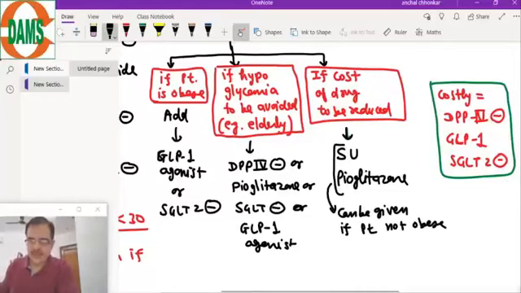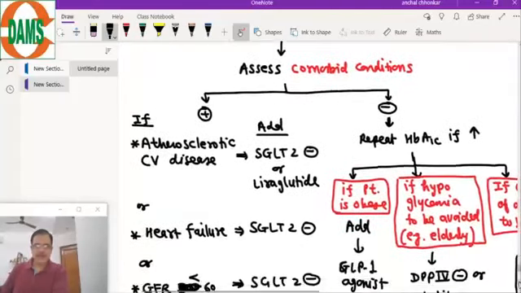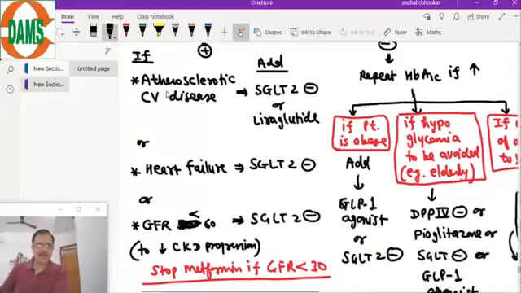HbA1c is usually repeated after 3 months. So if I summarize the protocol for you once again: lifestyle modification plus metformin should be started, and we will assess the comorbid conditions. Three comorbid conditions are taken: atherosclerotic cardiovascular disease, heart failure, and CKD. These will be the agents which will be added irrespective of HbA1c, because we want to decrease the mortality of the patient from these comorbid conditions.